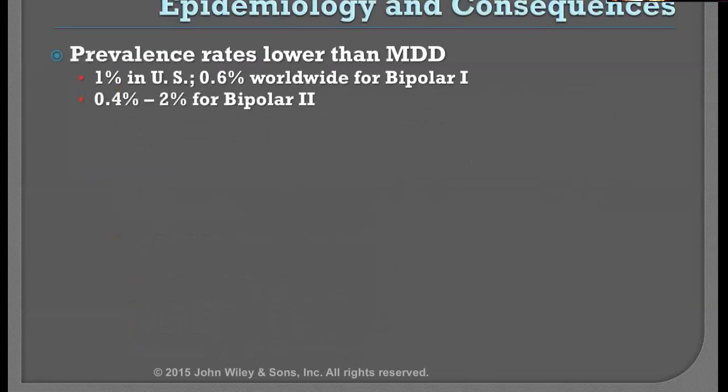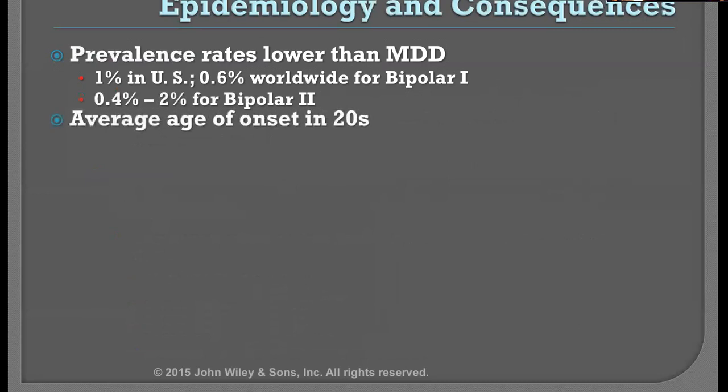Epi stats. It's not a highly prevalent disorder. True bipolar 1 disorder is about 1% in the US, about 0.6% worldwide. For bipolar 2, it's a little bit more spread out, but that's partially because the diagnosis is not as reliable. You saw even I make mistakes, and it's pretty easy to make a diagnostic mistake for bipolar 1 versus bipolar 2 because of the complexities of diagnosis.